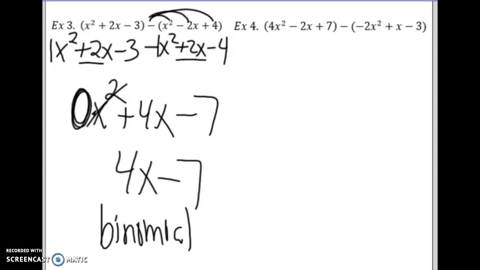Same thing with example number 4. Please complete this on your own, and then choose the correct multiple choice question, and you'll be done for the day.